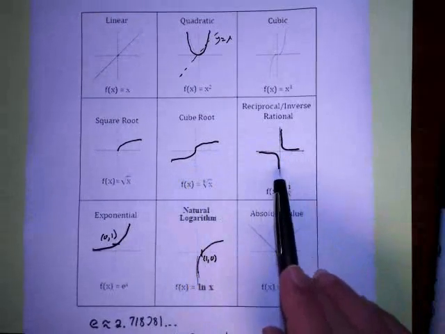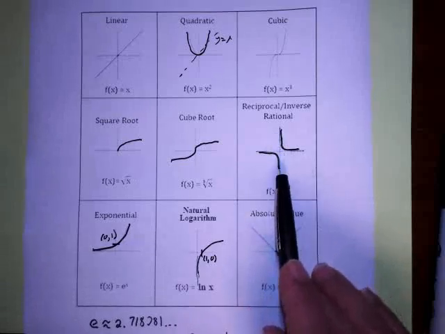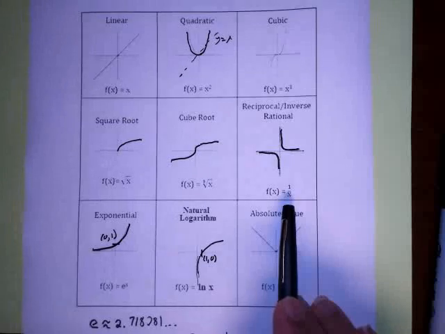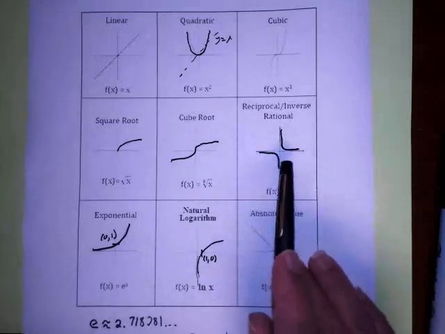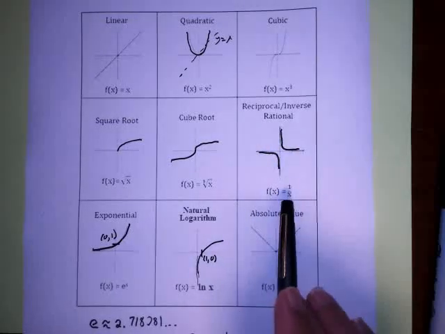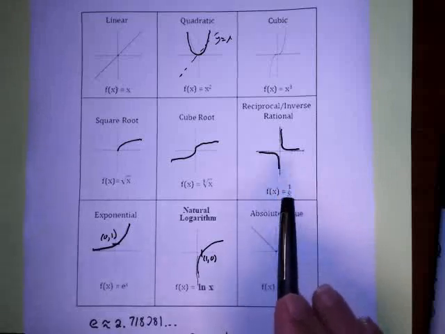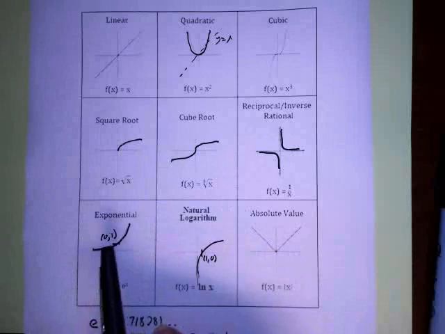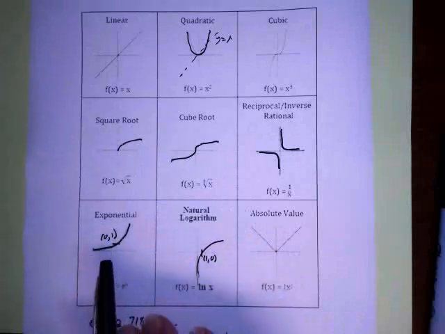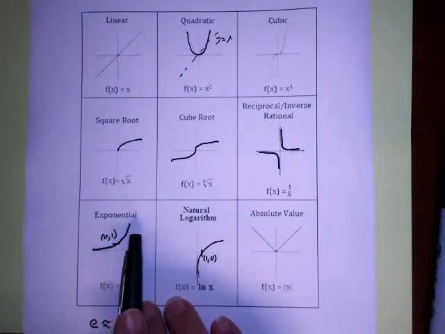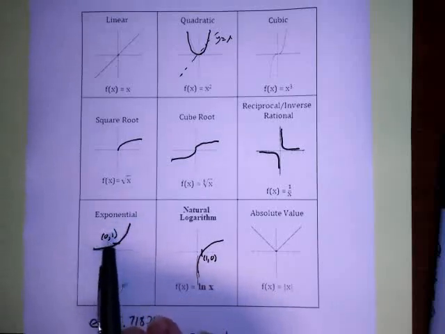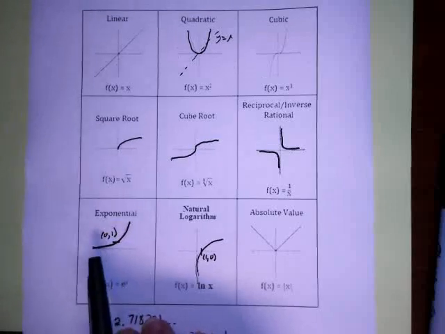And this one, the domain is all real numbers except for 0, because that's going to give you a 0 in the denominator. And the range is all real numbers except for 0, because this thing can never be 0. It can get infinitely close but never quite touch it. So for the exponential function, the domain is all real numbers, but the range is 0 to infinity, not including 0, because it's never going to quite touch the axis.